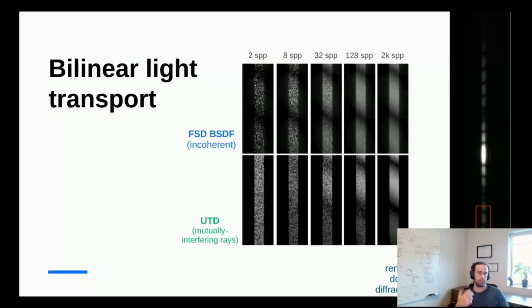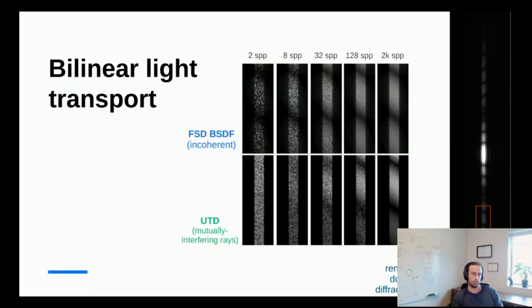And as you increase the samples, the point here is that the UTD will require an order of magnitude more samples in order to produce a roughly similar level of noise. The more complex the scene in the light transport is, the more acute this problem becomes, right? Because it's going to happen at every scattering event. The deeper the paths, the more problematic this is. And this is the primary reason why existing bilinear light transport frameworks do not scale as well as classical path tracing.